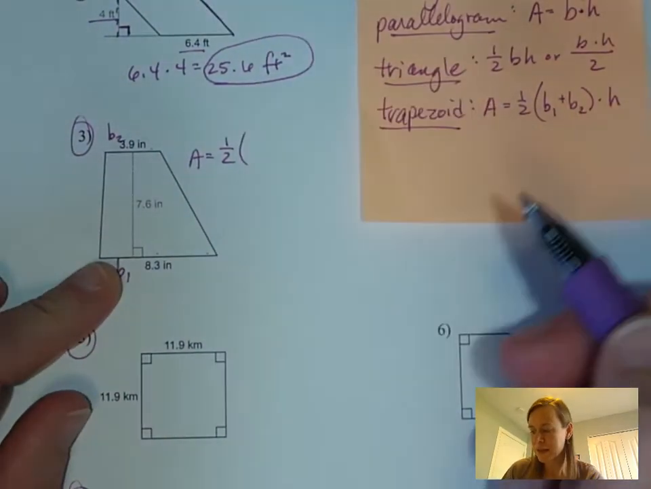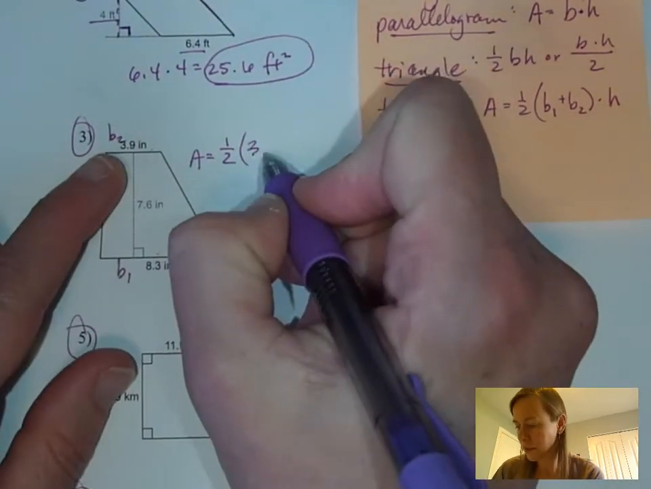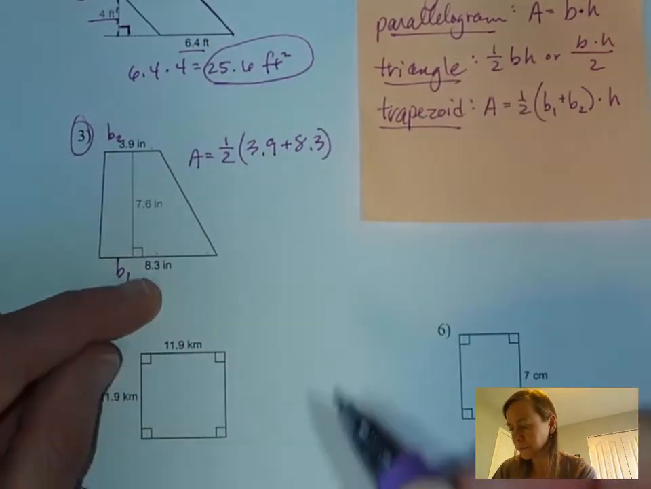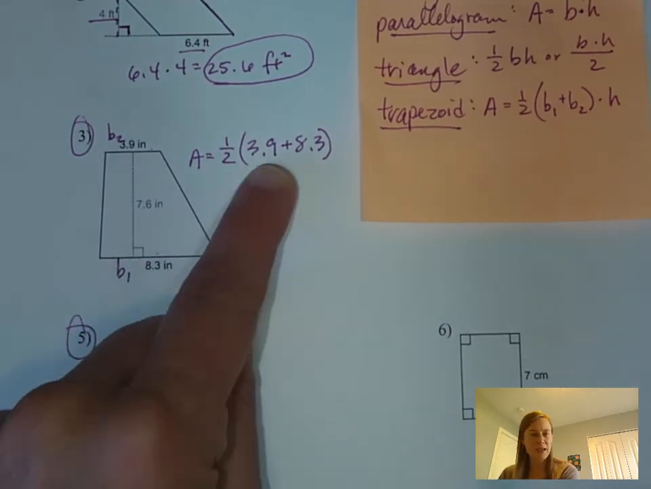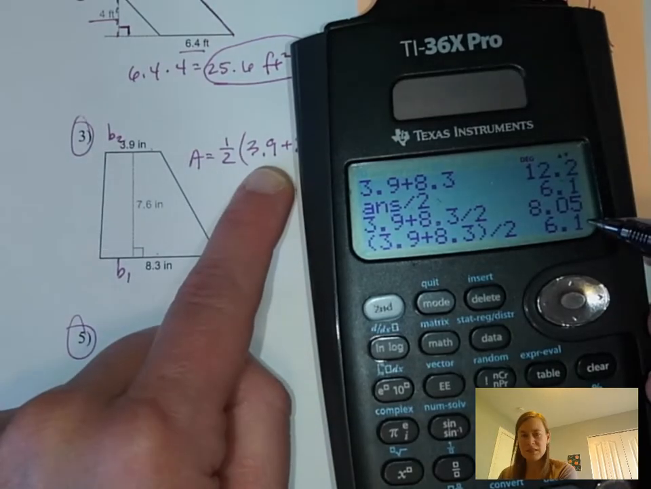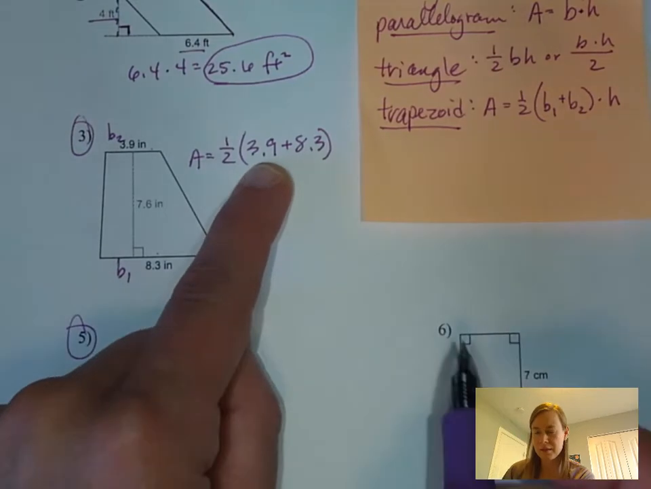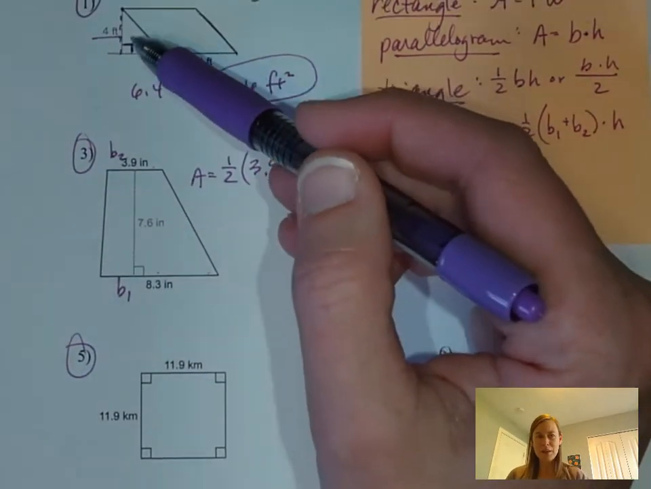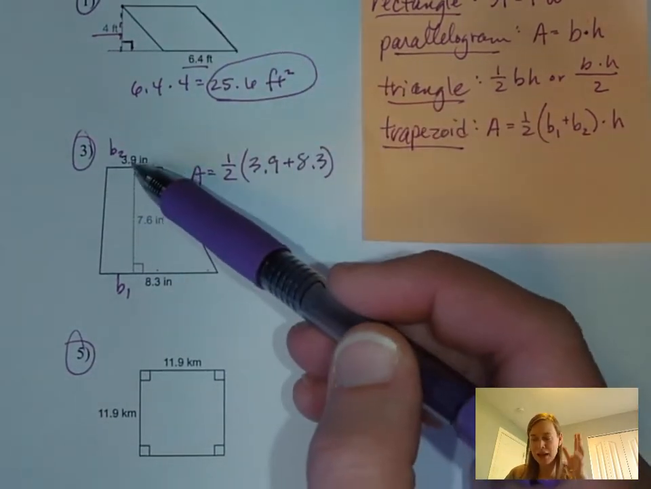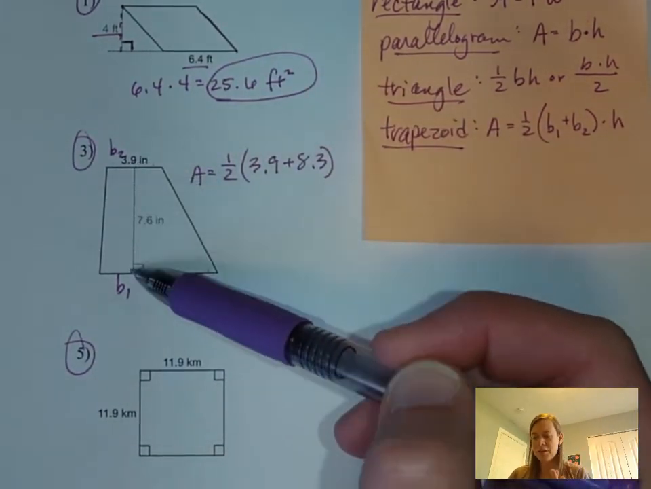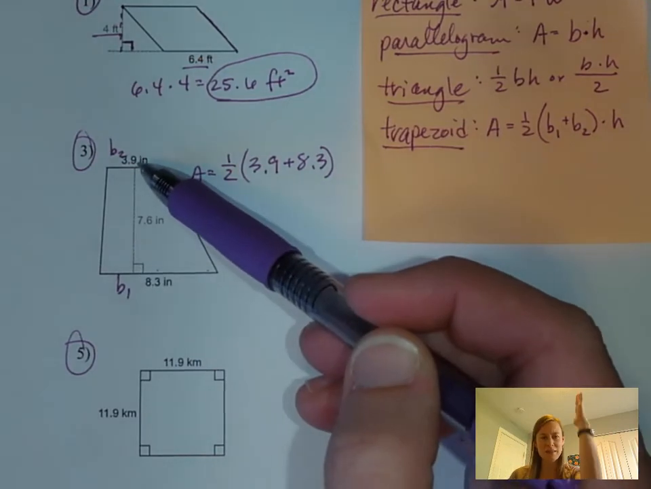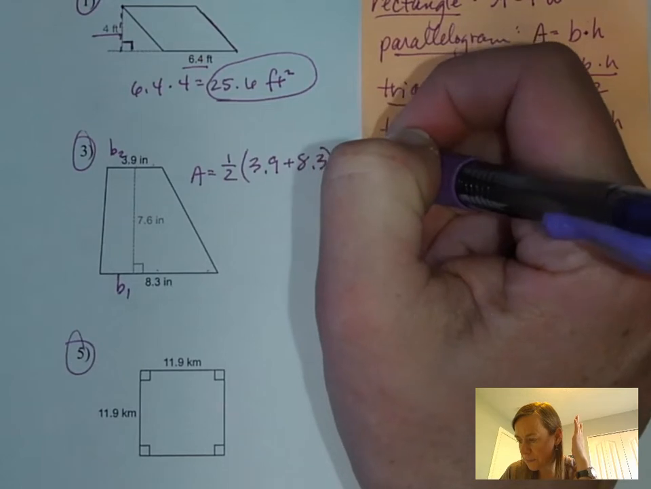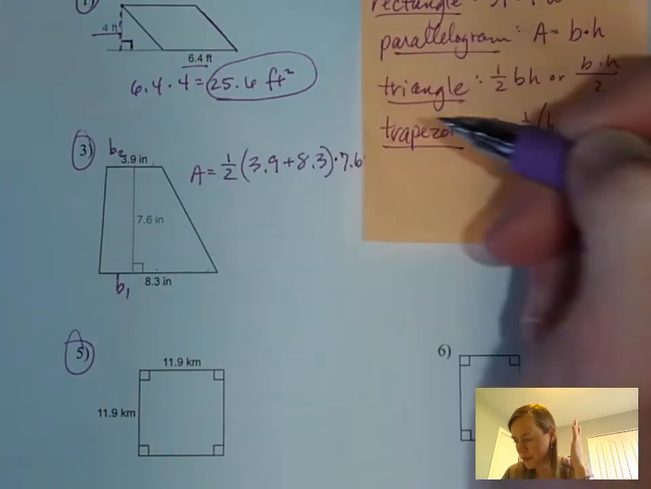So when I'm writing this down, 1/2 of 3.9 plus 8.3, that's what we just worked out. That is going to be 6.1. Okay. And we still have to multiply it by the height. Okay, what's the height? Kind of like we were talking about up here. The height is when you take a line and you drop it straight down from the top, and it has to be perpendicular to the base. That's going to be the height. It'll be a straight up and down line. In this case, the height is 7.6. I'm running out of room. I guess I should move my Post-it note, but I'm too lazy.